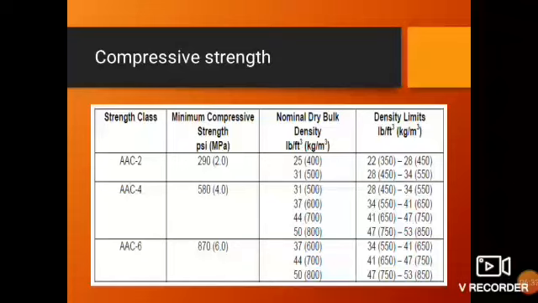The normal dry bulk density of the AAC2 block is 25, and AAC4 is 31, 37, 44, 50, and for AAC6 it is 37, 44, 50. The density limits for AAC2 are 22, 28, and for AAC4 28, 34, 41, 47, and for AAC6 it is 34, 41, 47. The other properties of AAC blocks are seen in the next slide.